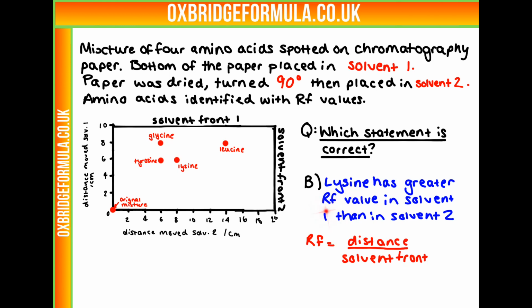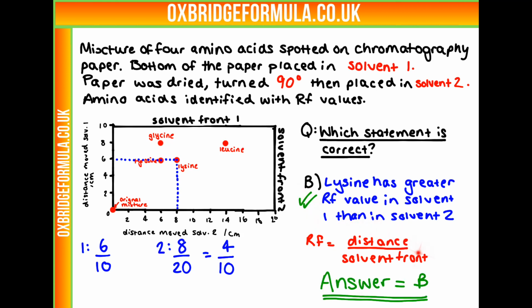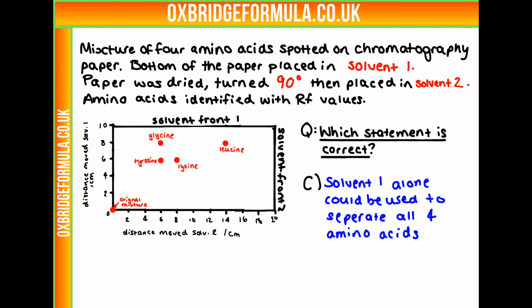So let's find the RF values of lysine. Again, drawing our little lines on to see how far things have moved. In solvent 1, it's moved 6 centimetres compared to our 10, and in solvent 2, it has moved 8 compared to our 20, or 4/10. So we can see that in solvent 1, our RF value is greater. So this is correct, and our answer is B. But let's look at the other statements to see why they are incorrect.